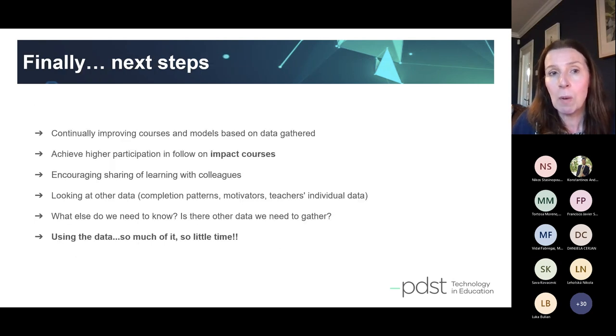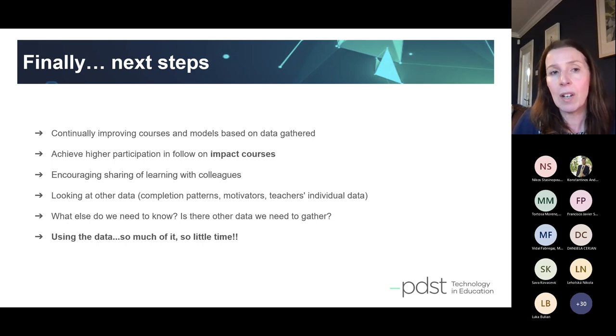So where do we want to go with all of this? We're continually improving our courses and using the data to continue to improve courses and our models. We are looking at trying to achieve higher participation in the follow-on impact, because our goal really is measuring the impact of our courses and facilitating the impact in classrooms. So we are looking at ways to achieve that.